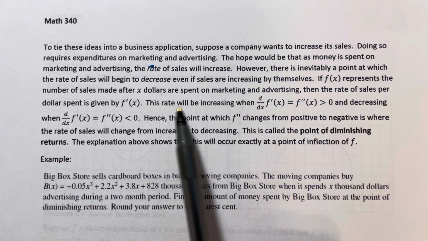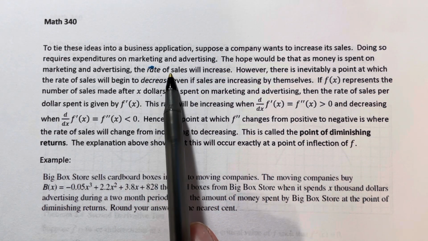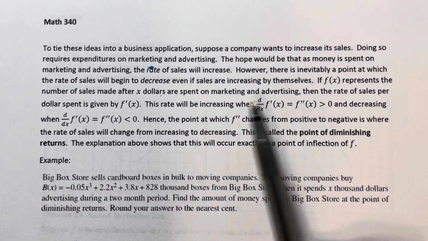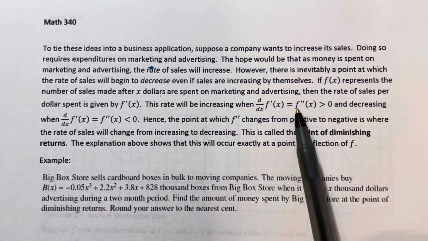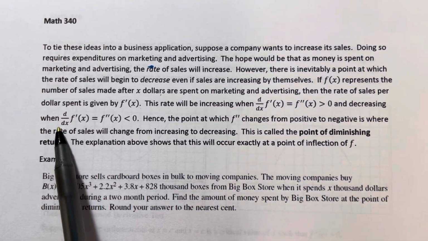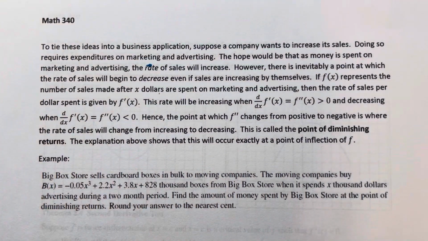This rate is only going to be increasing when its derivative is positive. And remember, our goal is to make that rate of sales increase. So the derivative of f prime is f double prime. Our rate of sales will be increasing then whenever f double prime is positive. And that rate will be decreasing when f double prime is negative. So this is, I think, the first time people take Calculus 1 that they have a hard time wrapping their minds around this.